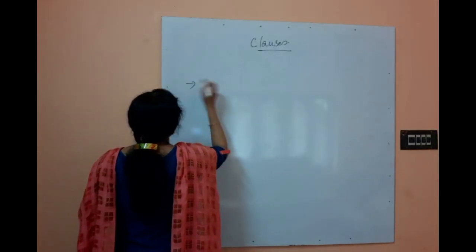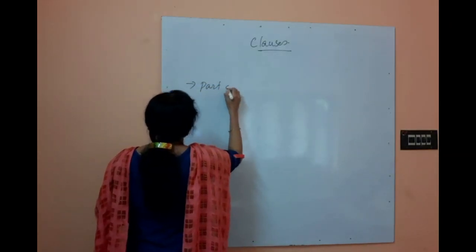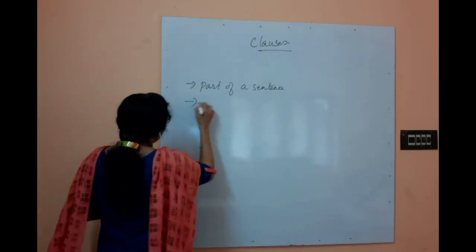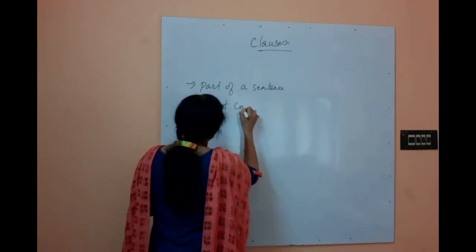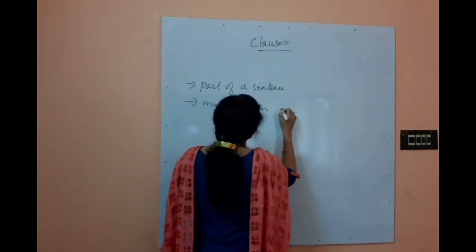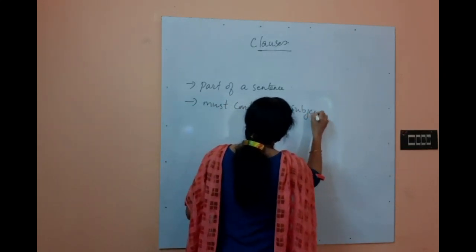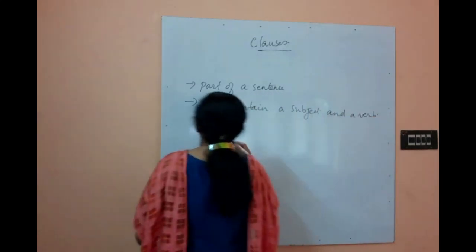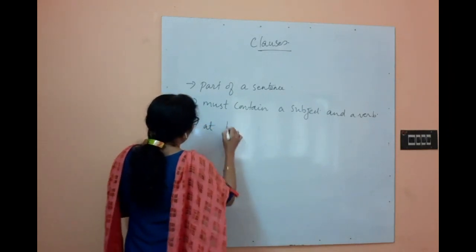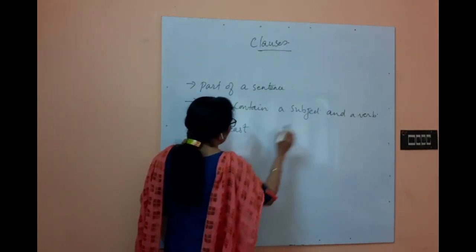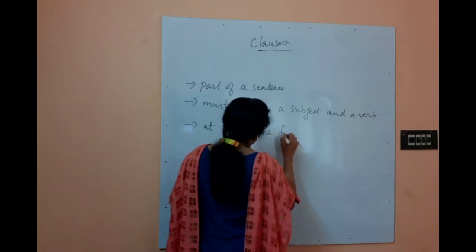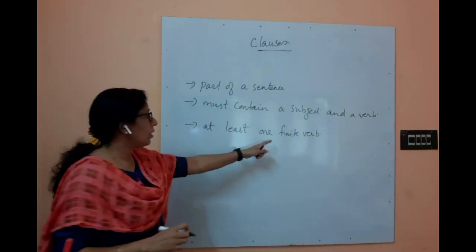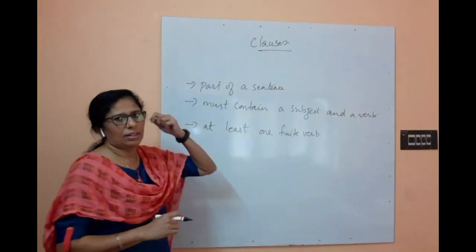Clause: first thing, it is a part of a sentence. Second thing, it is necessary that it must contain a subject and a verb. Okay, at least one finite verb is there, at least one finite verb. Okay, non-finite we are not counting, at least one finite verb should be there in the clause.